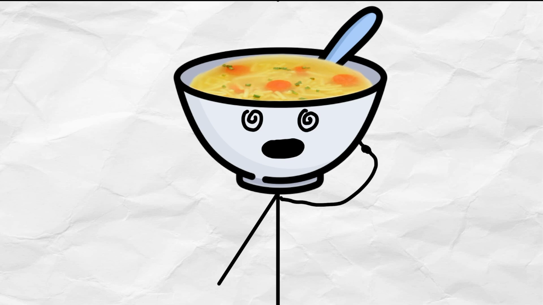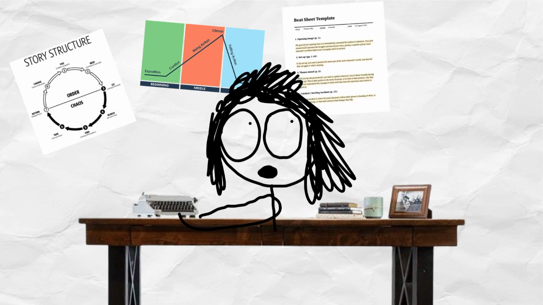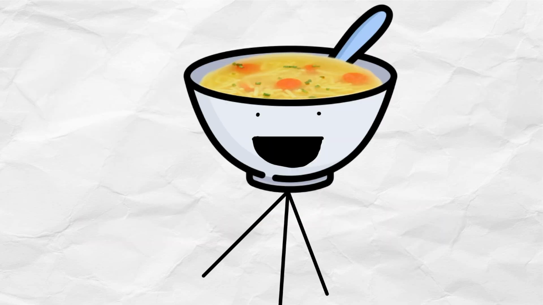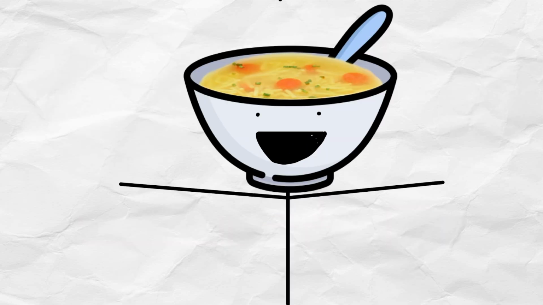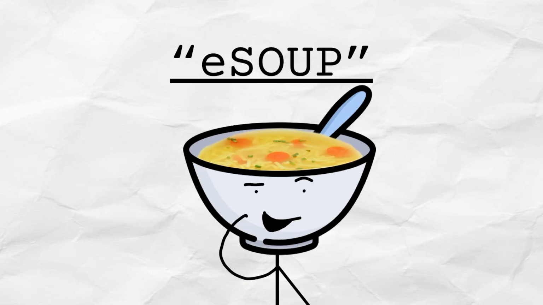Outlining can be confusing because there are so many methods. Do I use a story circle, story diagram, beat sheet, treatment? Nope. I'm here to tell you there's only one outline you'll need to cover all your bases. The 8-sequence outline of unlimited potential, or the ESOUP for short.